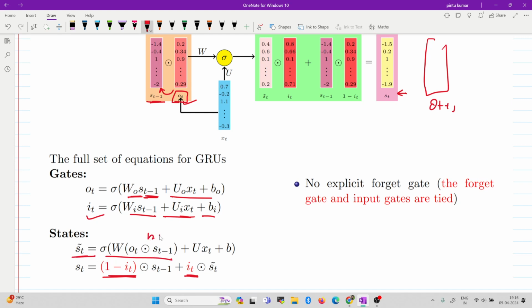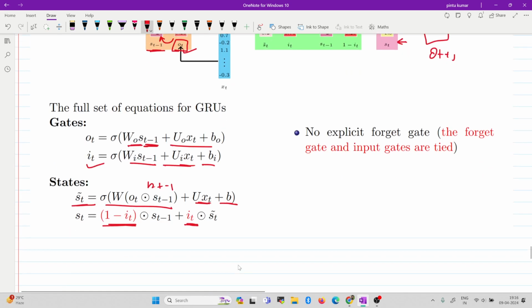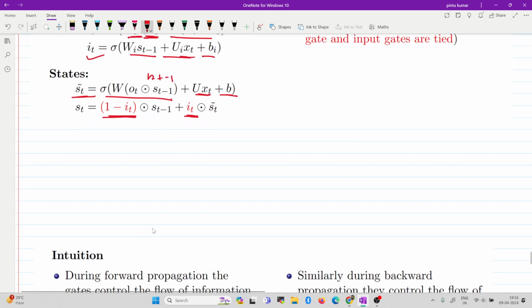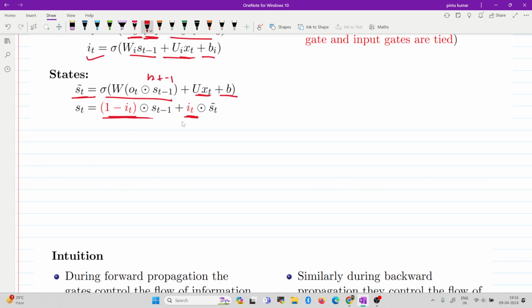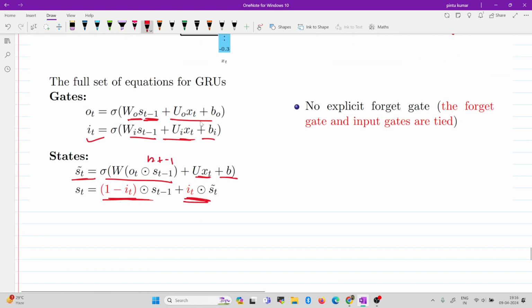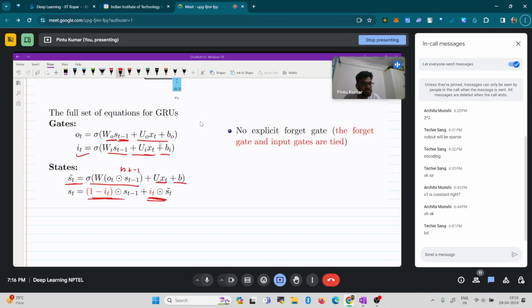So this is your h of t minus 1, W times h of t minus 1 plus U of x t plus b, right? And this thing is also the same, this is the only difference in this. Any doubt in GRU?